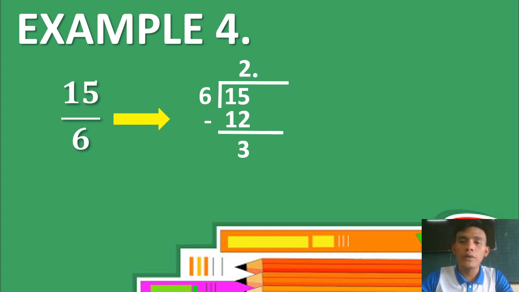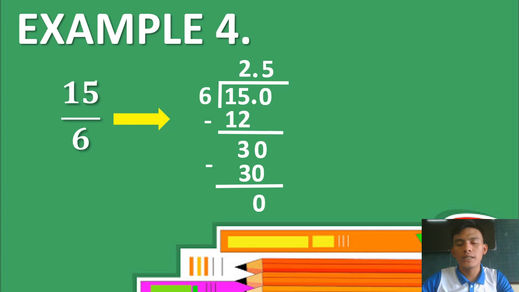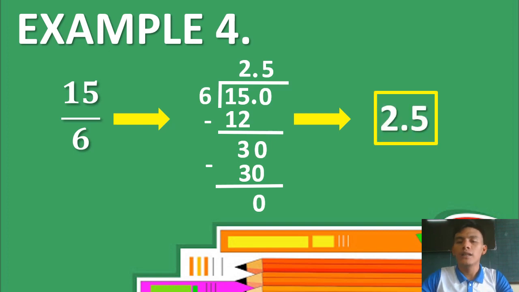Before adding 0, we put a decimal point first, and the decimal point must be aligned. Please don't forget that. Then that's the time we can add 0 to 3, and that is 30. 30 divided by 6 is 5. 5 times 6 is 30. 30 minus 30 is 0, and it has an end. And our answer is 2.5.